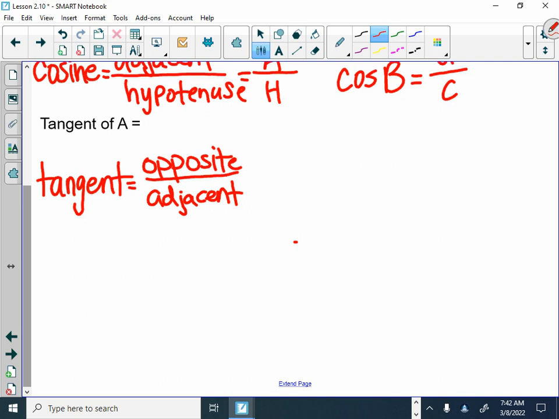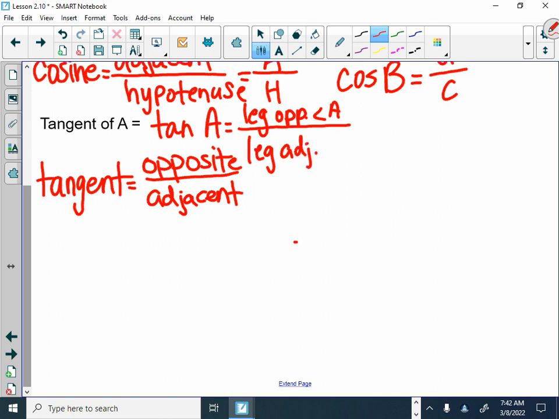Okay, your abbreviation for tangent is just TAN. That one it's okay to say TAN, but I would still prefer if you said tangent. Alright, so tangent of A means I need the leg opposite angle A, and I need to divide that by the leg adjacent angle A.